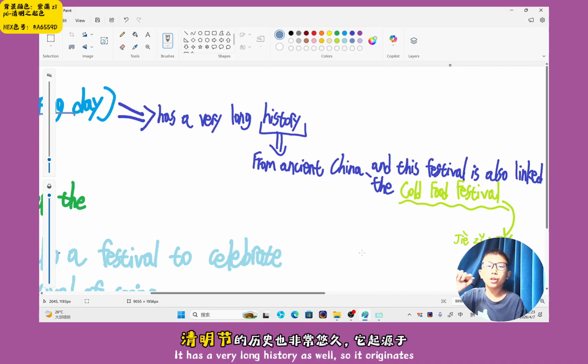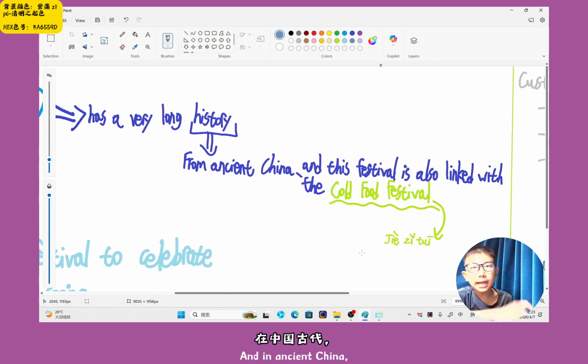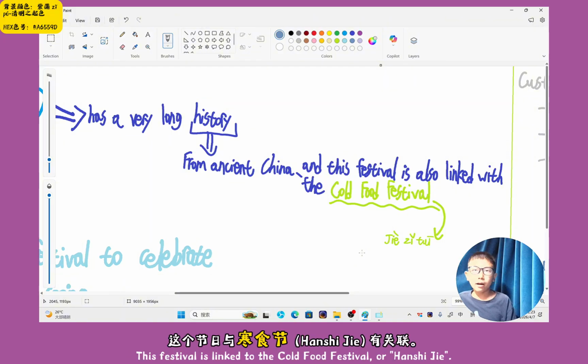And it has a very long history. It originates from ancient China, and it has its roots embedded in the traditions of ancestor worship. This festival is linked to the Cold Food Festival, 寒食节.